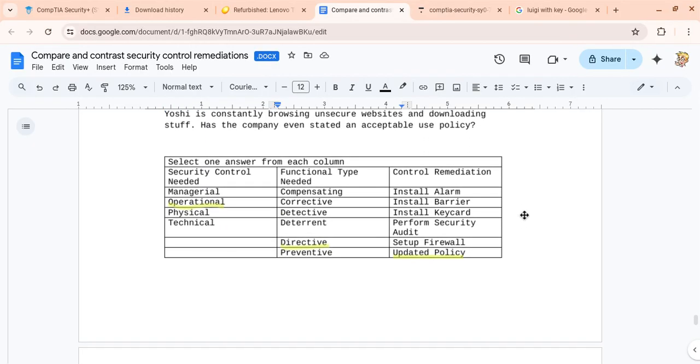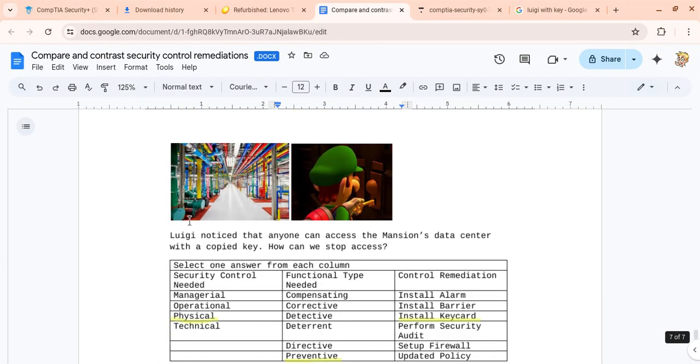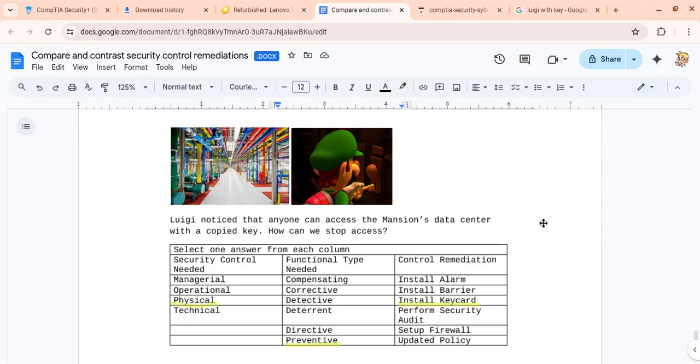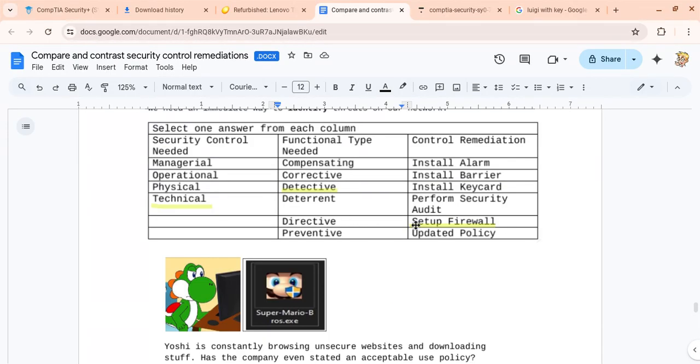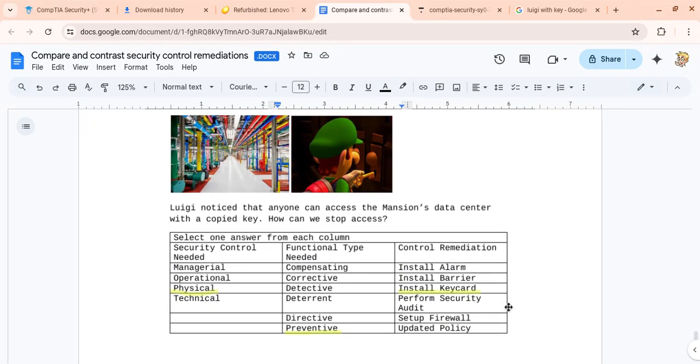And then, so I might have missed that one. The last one. Yeah, physical, because it's the door, right? A key. Preventative. Okay, so we did preventative, and here we did detective. Okay, so preventative, and then yeah, it would be for an access card, like a key card.